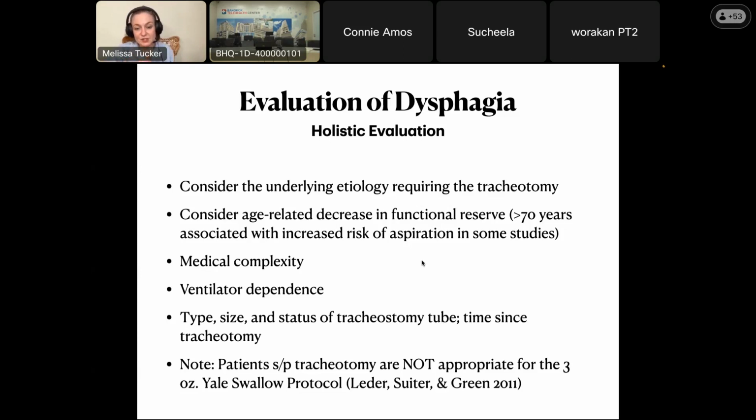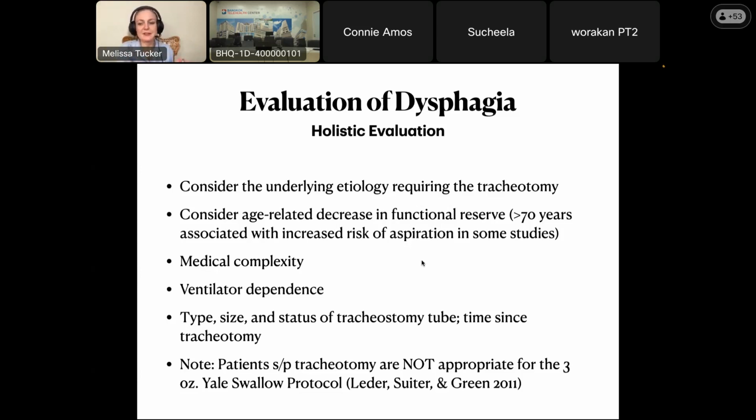And status of the tracheotomy tube, meaning are they able to tolerate deflation of the cuff? Are they able to tolerate placement of a one-way speaking valve? Are they able to tolerate using their finger to occlude the tube to talk? All things that we want to look at in our evaluation. The patient's respiratory rate, their cognition, their mentation. There is one thing that I wanted to note here.